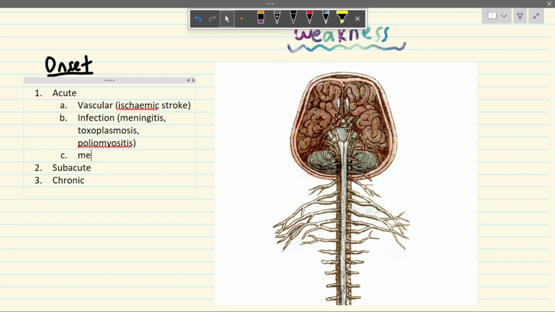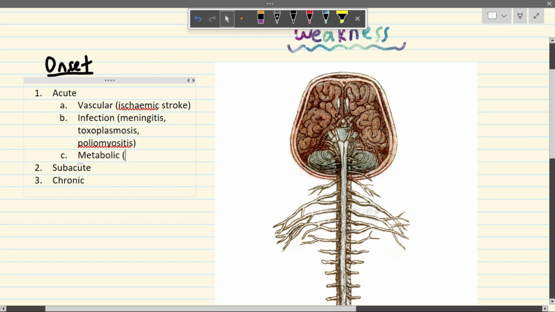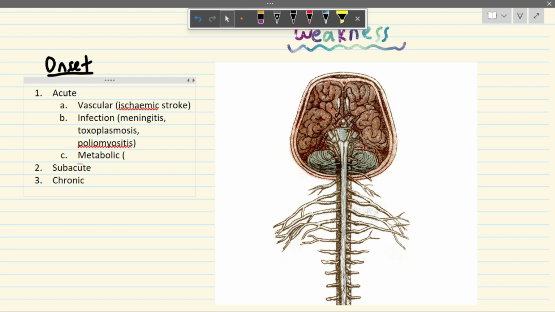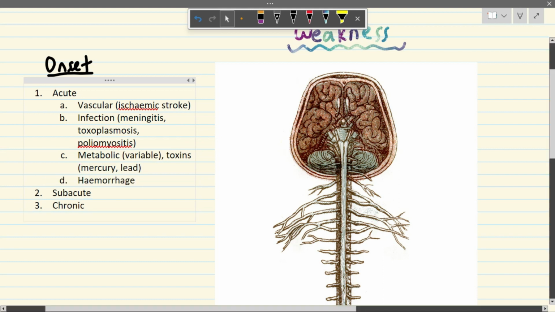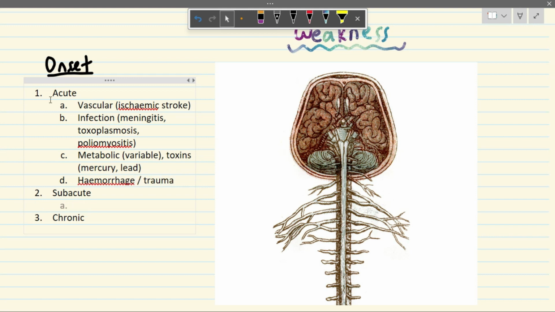Sometimes we can have metabolic causes, such as hyperthyroidism, Addison disease, Cushing syndrome. But take note that metabolic causes can be variable, which means they can be either acute or chronic. Other examples of variable weakness are toxins, like mercury and lead, and of course we can also think about hemorrhage or any trauma.